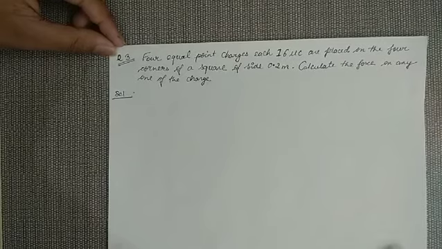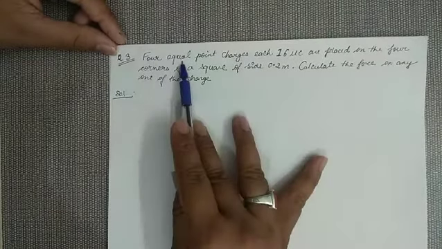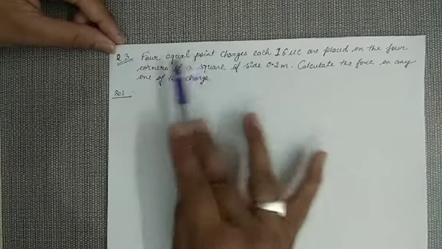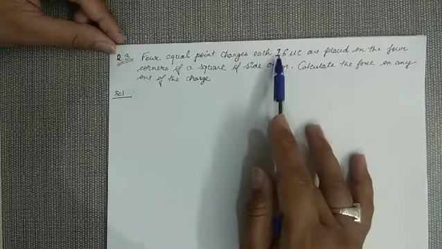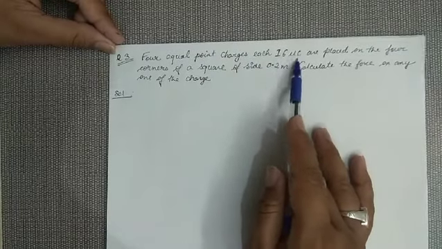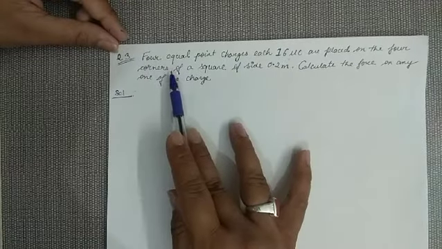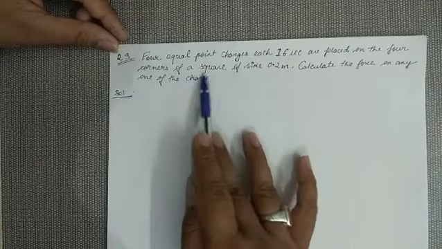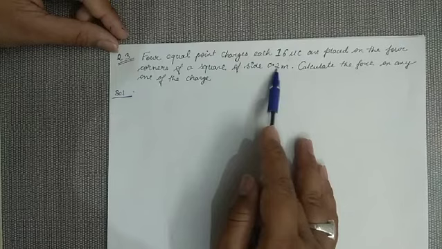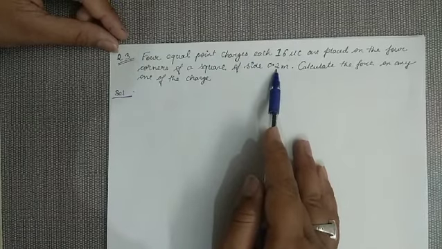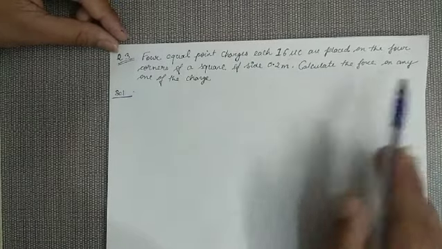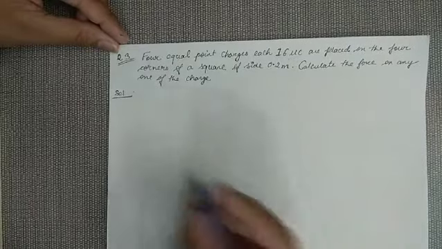Let's move to my next question. 4 equal point charges, means 4 charges are there, each of value 16 microcoulomb, that is 10 to the power minus 6 micro, are placed on the corners of a square. Now this time a square is given and the length of each side of the square is 0.2 meter. Calculate the force on any one of the charges.